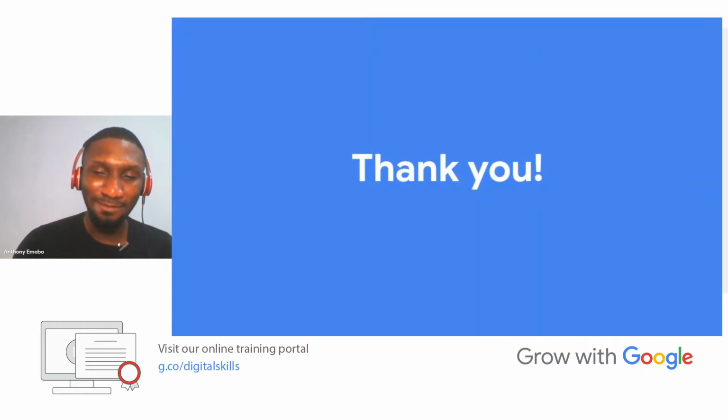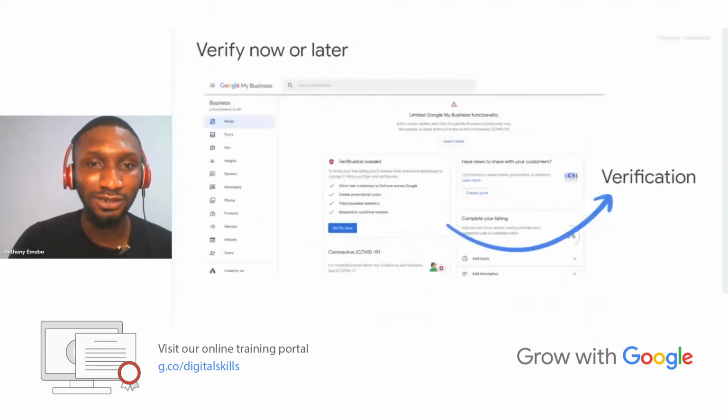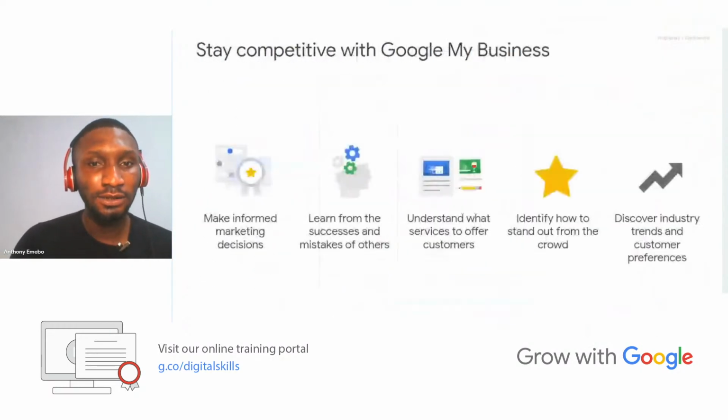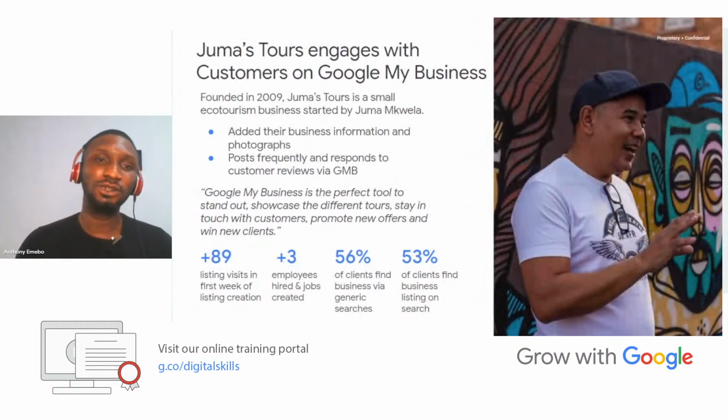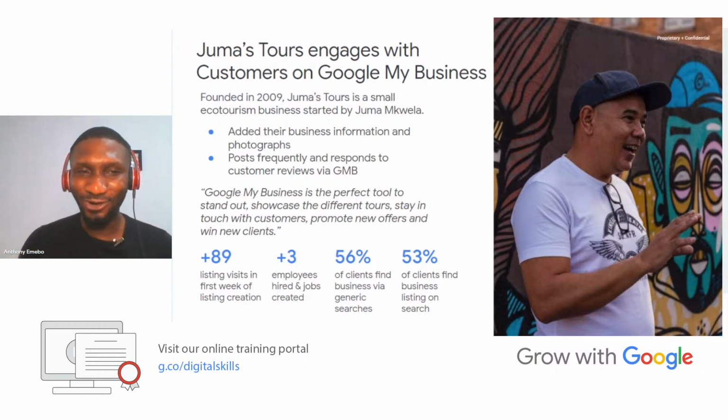Let's look at some other option here. I think I just clicked on end and got to the last part of my slide. So yeah, looking at Juma Tours engaged with customers on Google My Business. Now, Juma Tours was founded in 2009, and it's a small ecotourism business located in Kenya. So this was started by Juma Mkwela. So what did Juma Tours do? They added their business information and photographs.